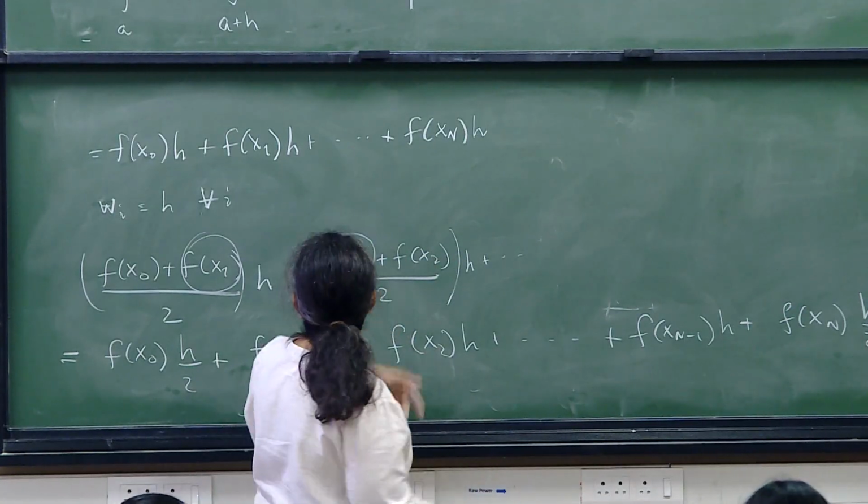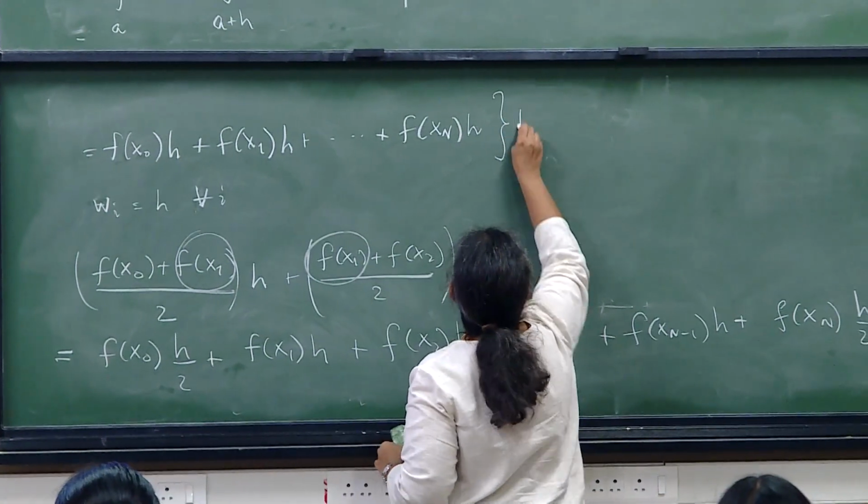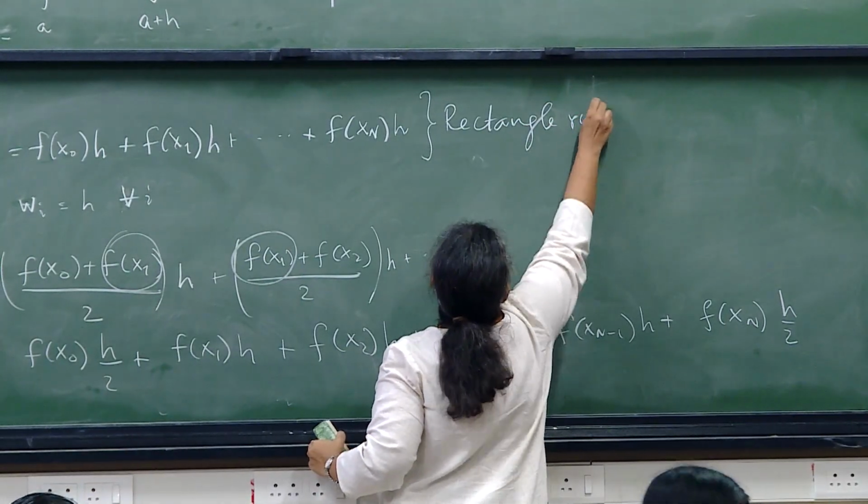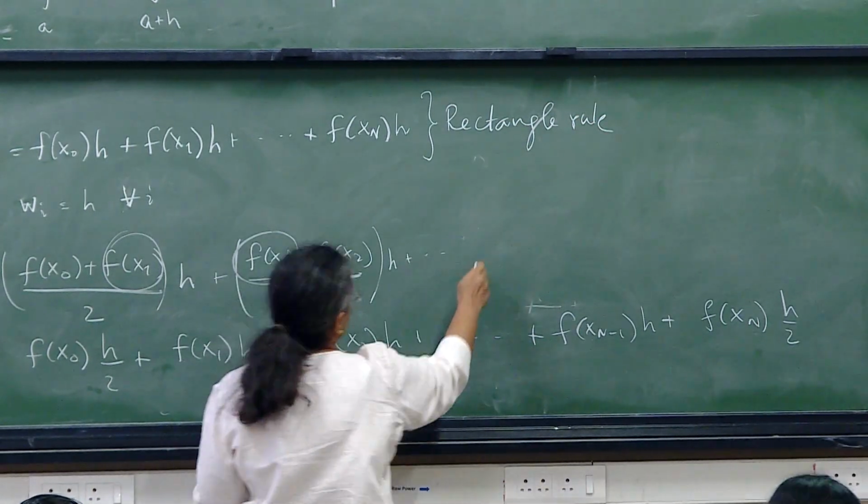This, by the way, the first rule is called the rectangle rule. They are very imaginative. The second one is called the trapezoid rule.